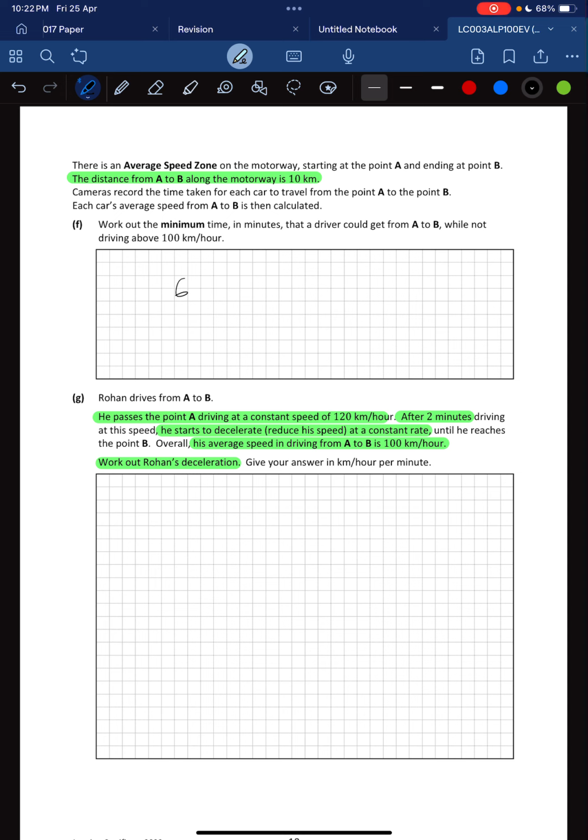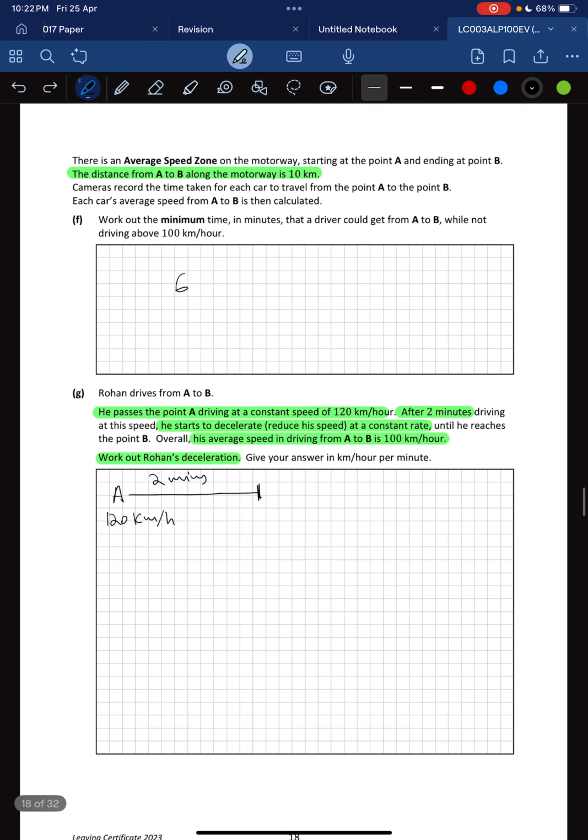Cool. So we're going to visualize this first. So he's starting at point A, and he's driving at 120 kilometers per hour. So he moves along for 2 minutes. And then at another point, he begins to decelerate. And then he gets to point B. So here he decelerates. He finally gets to point B. And note the whole distance is 10 kilometers.